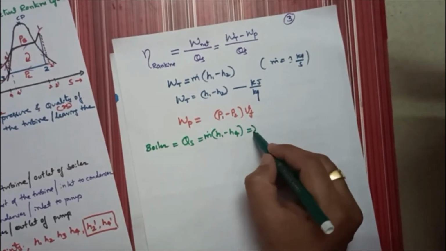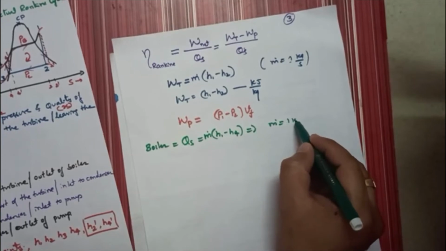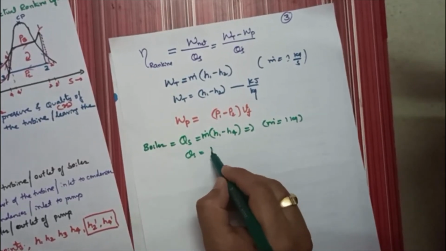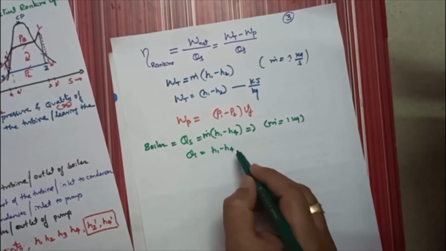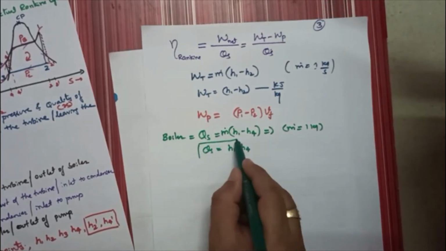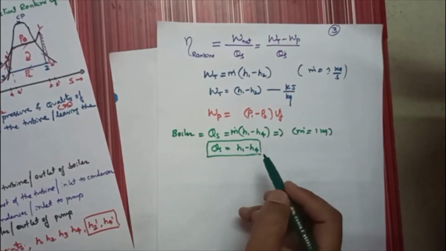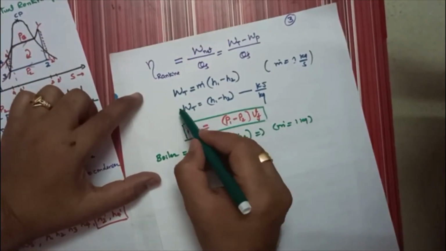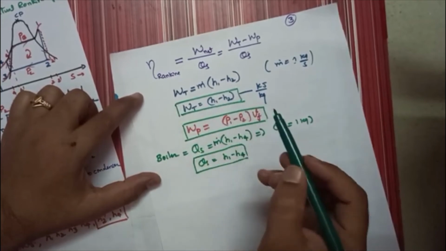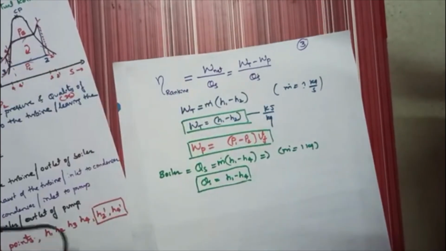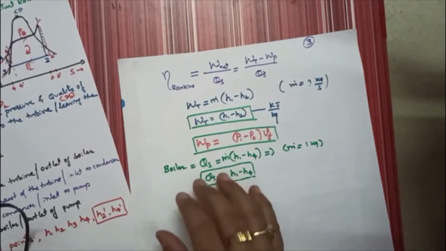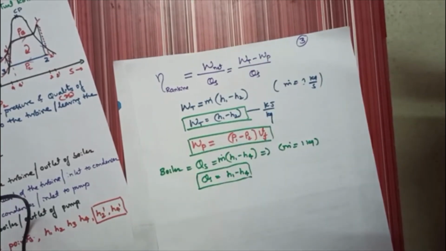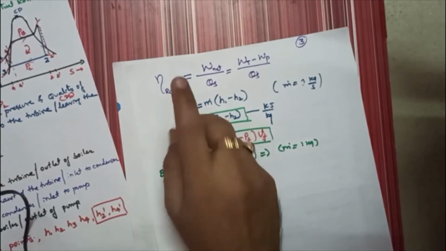So usually we will assume m dot is equal to 1 kg unless given in the problem or numericals. H1 minus H4 is the formula for calculating Qs. This is the formula for calculating work done by the pump. This is the turbine, and this is the Rankine cycle efficiency. So these are the 3 parameters used for calculating the Rankine cycle.